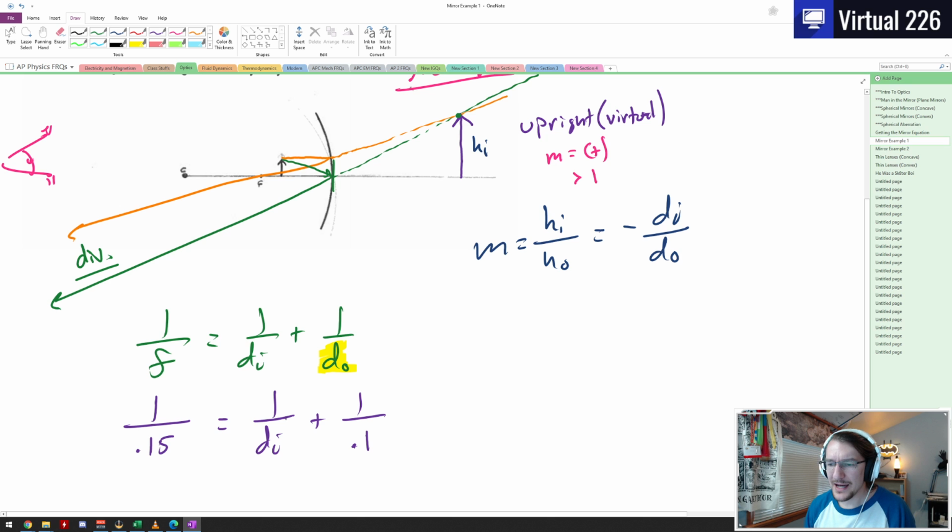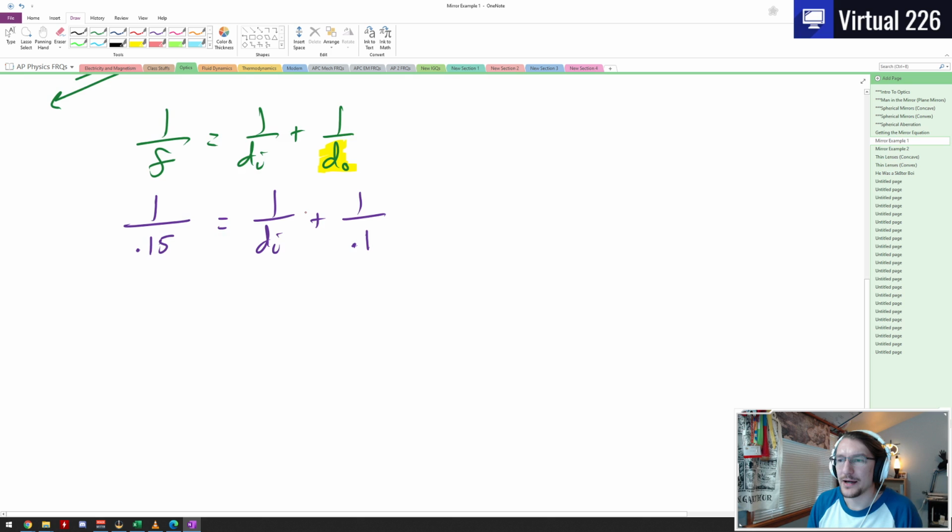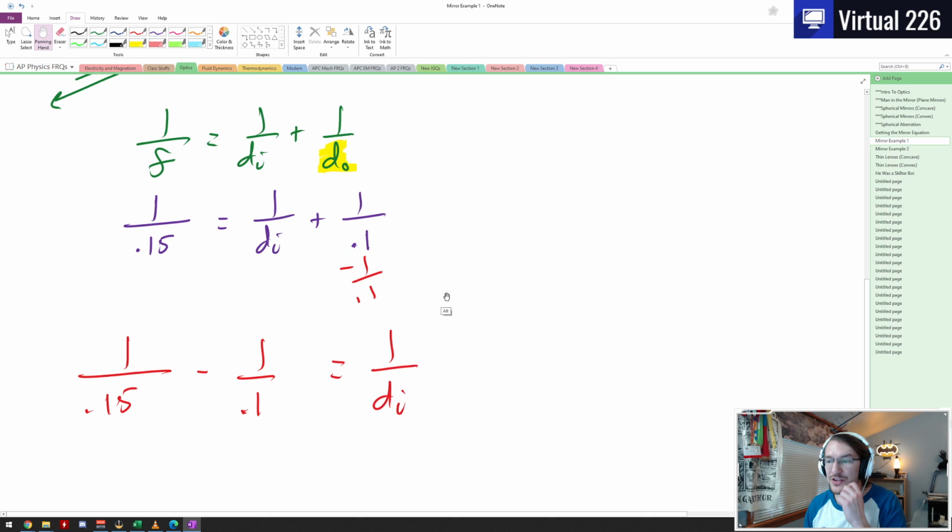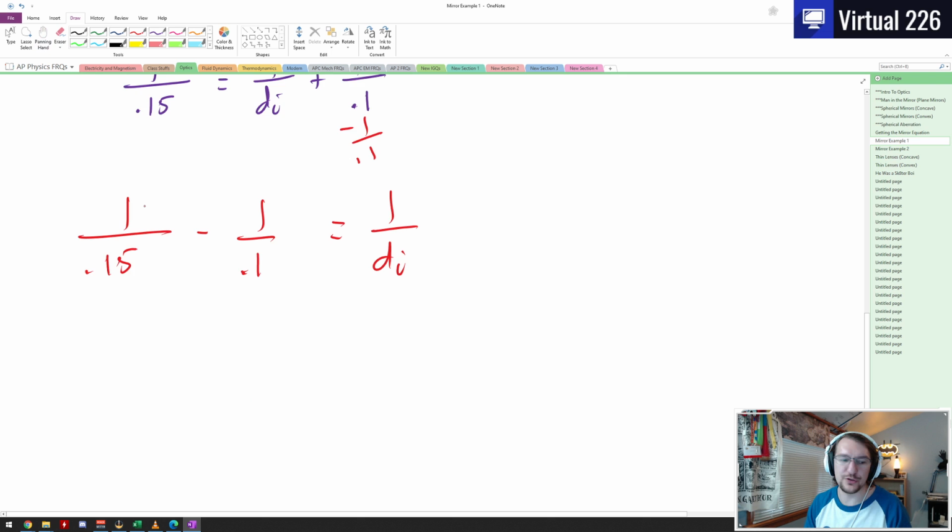If we solve for di here, got to do a little bit of math. First, we're going to subtract 1 over 0.1 to the other side. So we're going to have 1 over 0.15 minus 1 over 0.1. This is going to equal 1 over di. And then when we actually solve this, you need to be very careful. It's very common for students to mess up this kind of algebra. It's best if you do 1 over 0.15 first, and then do 1 over 0.1, and then subtract those numbers.